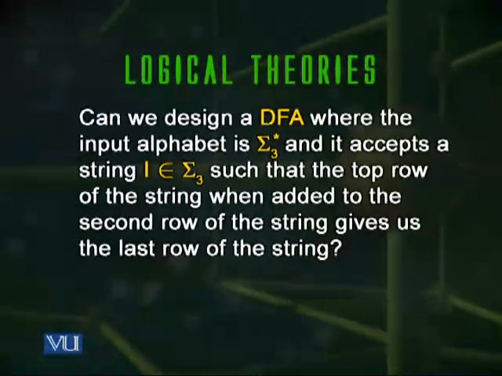Can we design a DFA where the input alphabet is sigma 3 and it accepts a string in sigma 3 star such that the top row of the string, when added to the second row of the string, gives us the last row of the string? Of course, we are interpreting everything in binary.